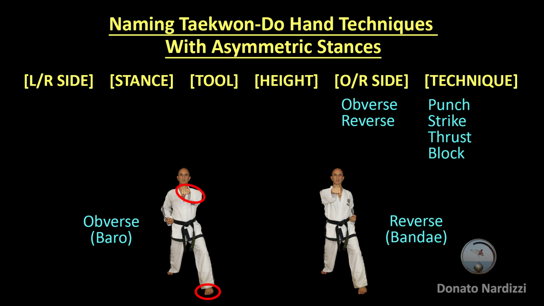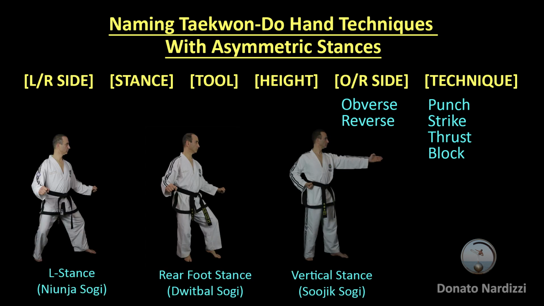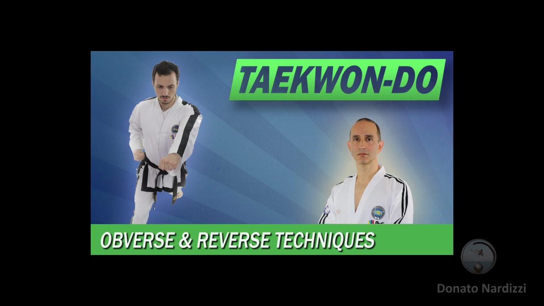An obverse technique is when the tool is on the same side as the leading leg, and a reverse is done on the opposite side of the leading leg. But take note that when the weight distribution is predominantly on the rear leg, such as with L stance, nyuncha sogi, rear foot stance, twitpal sogi, and vertical stance, sujik sogi, then the rear leg will be the leading leg. Watch my video on obverse-reverse techniques for a more detailed description.